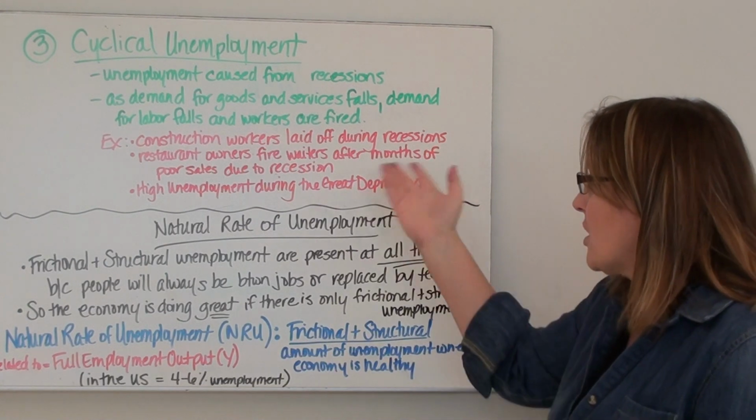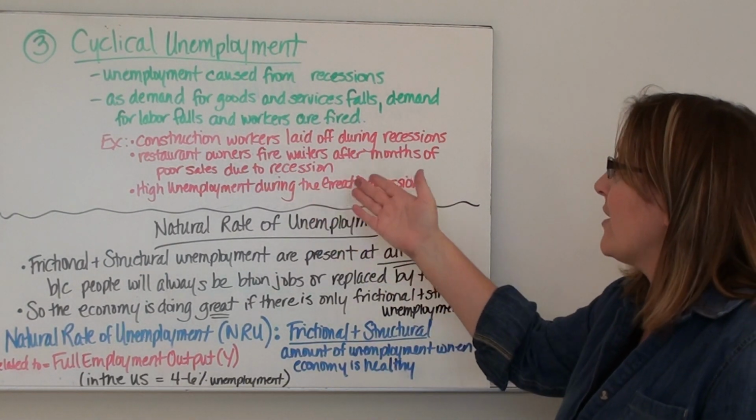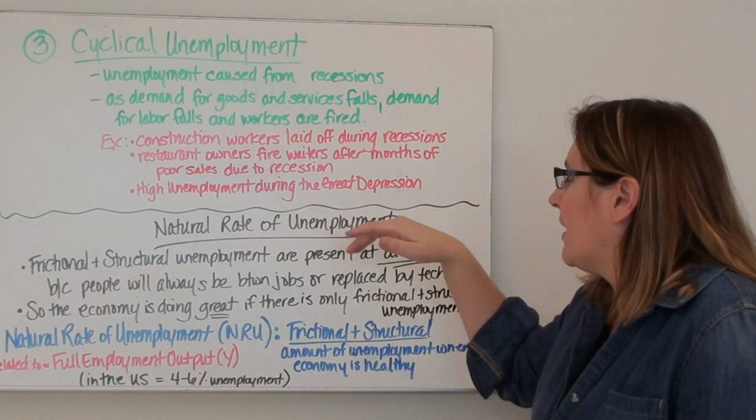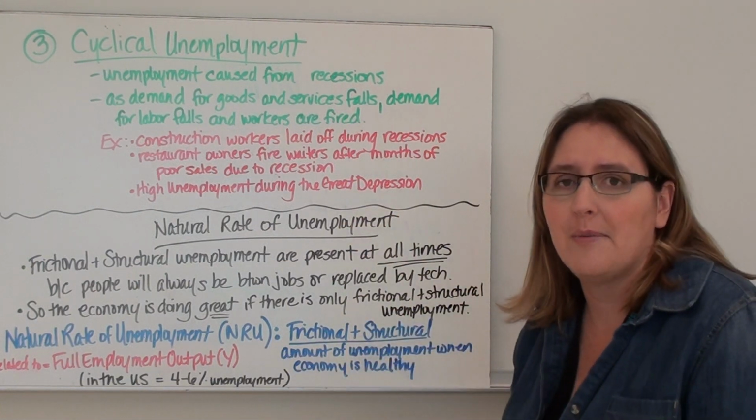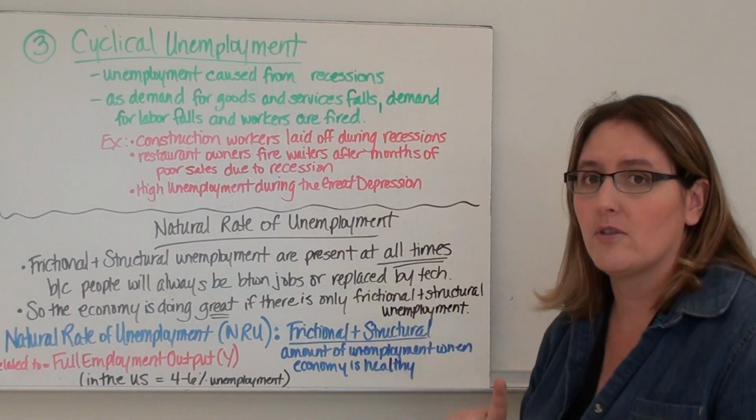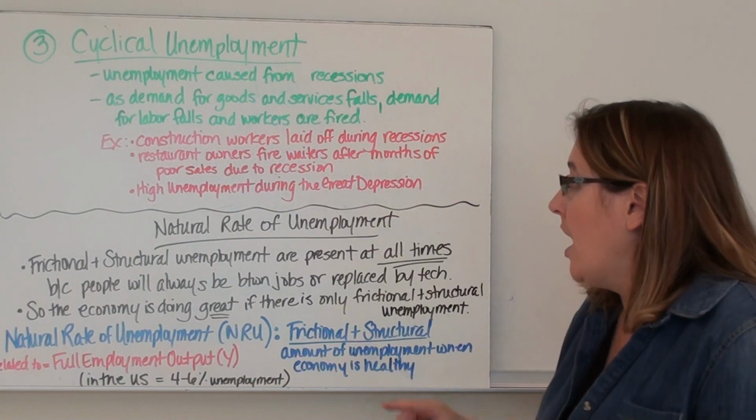So construction workers laid off during recessions is an example. A restaurant owner who fires waiters after months of poor sales. And then this was during the Great Depression when they said there was 25% unemployment. That's cyclical unemployment. Okay, so those are the three. There's frictional unemployment, there's structural unemployment, and then there's cyclical.